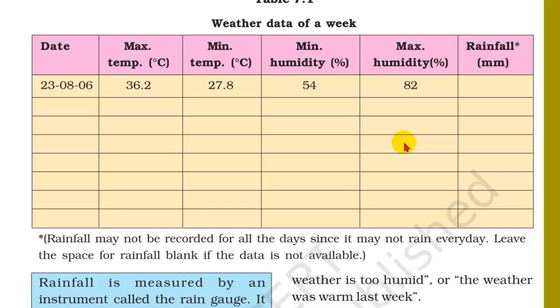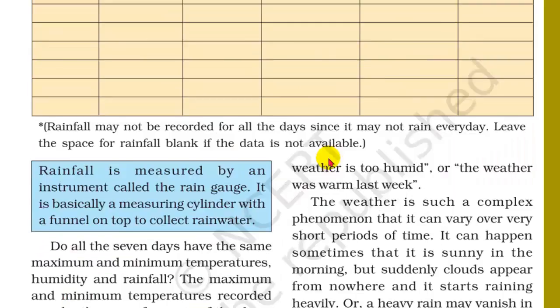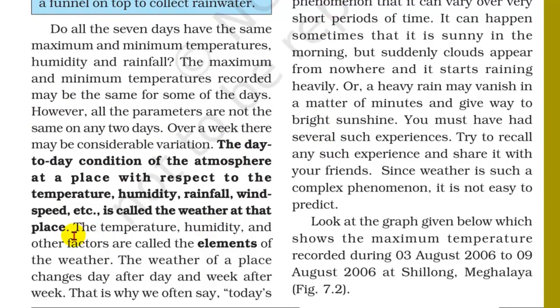So let's define the term weather. Weather at a place is defined as the day-to-day condition of the atmosphere at a place with respect to temperature, humidity, rainfall, wind speed, etc. You have to remember this word, day-to-day condition. It means the conditions of the atmosphere for some days, it may be for a week, for 2 or 3 weeks. The temperature, humidity, and other factors that we have recorded are known as elements of the weather.